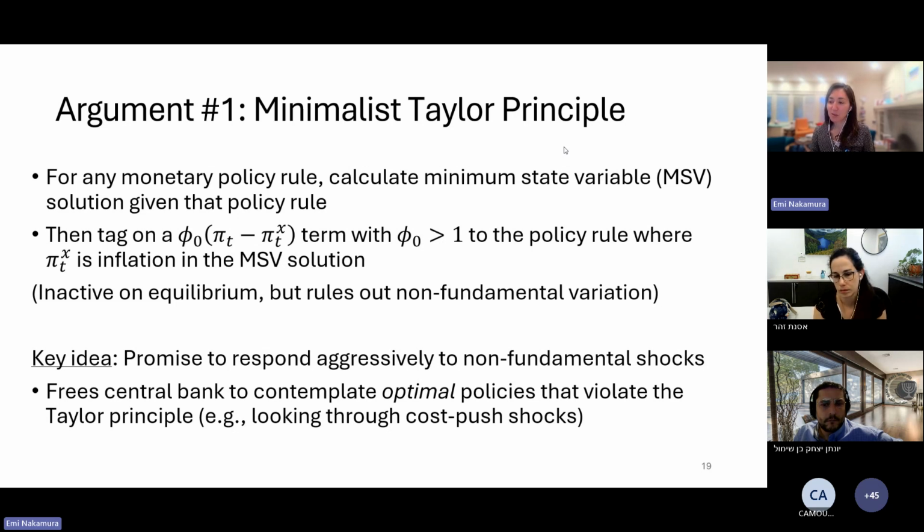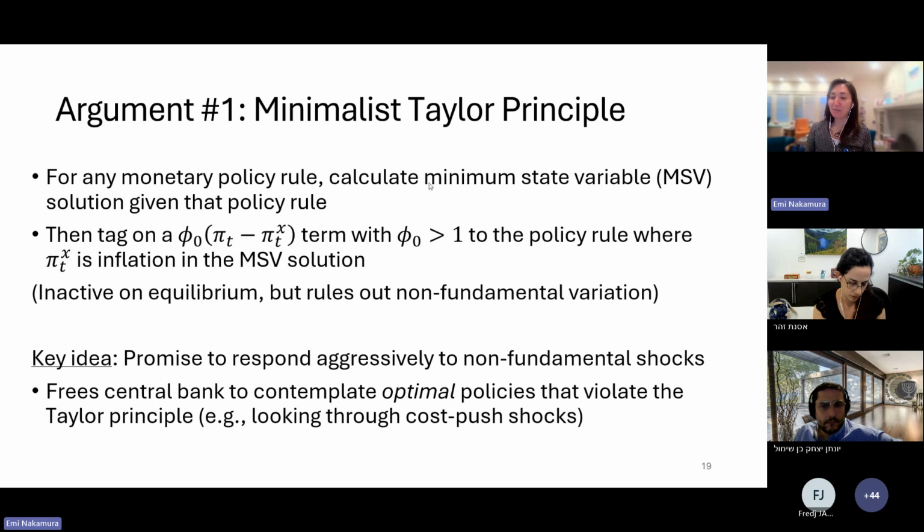And with this kind of policy rule, that's totally feasible for the central bank to do without worrying about this local indeterminacy concern. Now, one very reasonable concern is, how would you ever convince people that you're going to respond aggressively to off equilibrium inflation, unless you respond aggressively on the equilibrium path? I think that's a very reasonable concern.